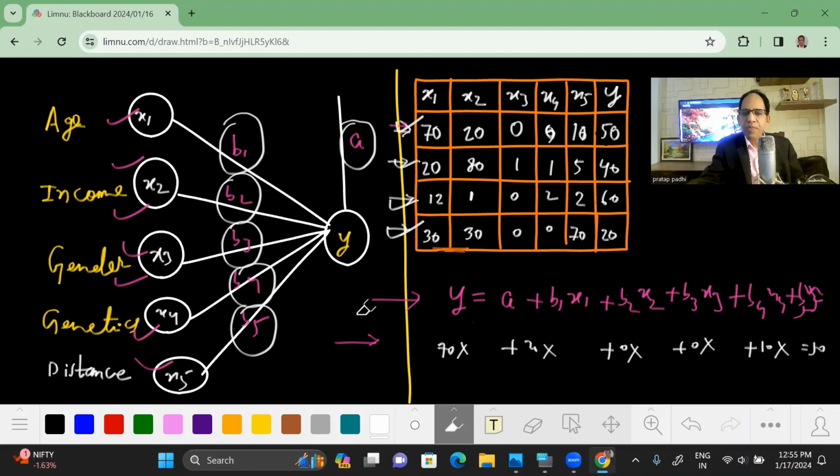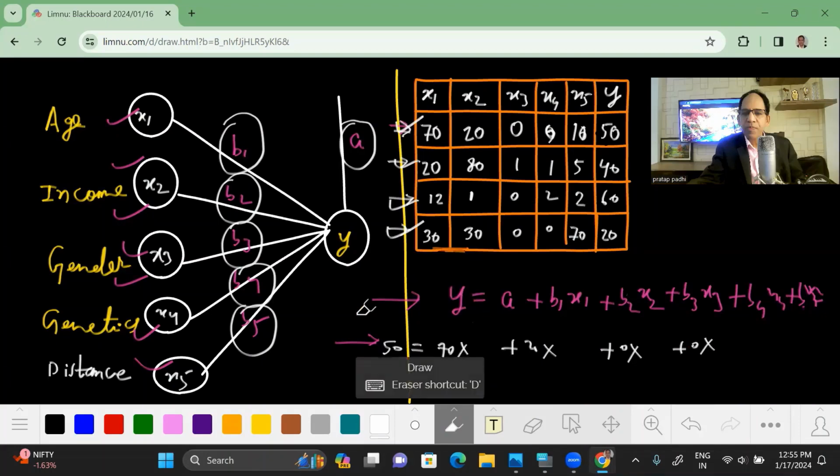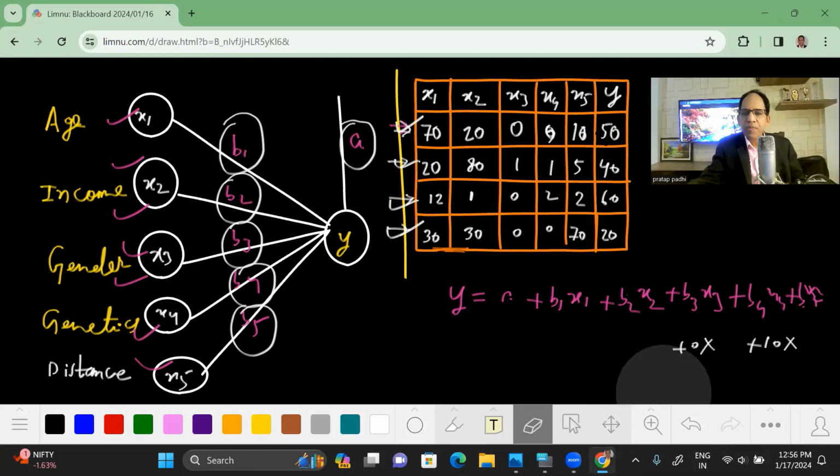Plus the first one, the constant, is also there. Let me write 50 here. I'm not using this cell, so we'll write here only. Now, 0 multiplied by something, we don't know, plus 10 multiplied by something. So what will happen? Let me erase this and write properly.